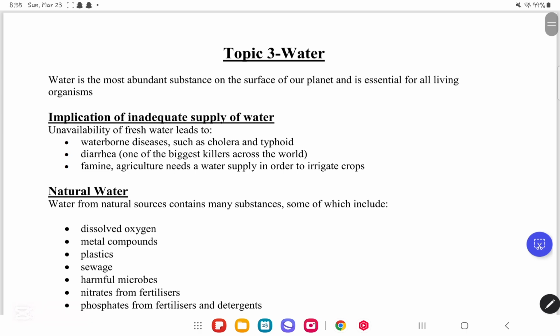Okay, and then we move on to famine. Agriculture needs a water supply in order to irrigate crops. In many places in the world, there is the issue of famine because not only fresh water, but just water in general is not available. And this is just a reminder to be thankful for whatever we have. And really, these are very dangerous things that could happen if there is no fresh water available.